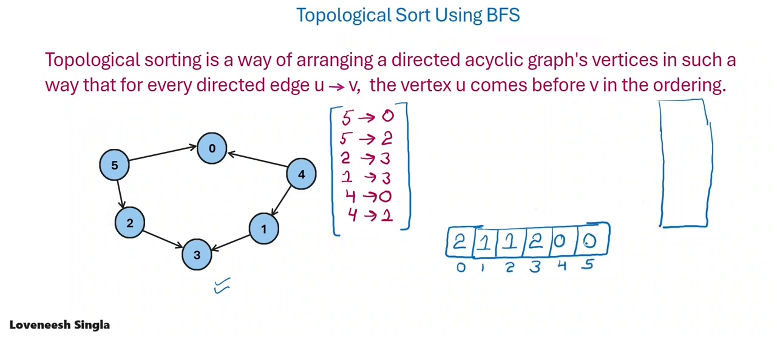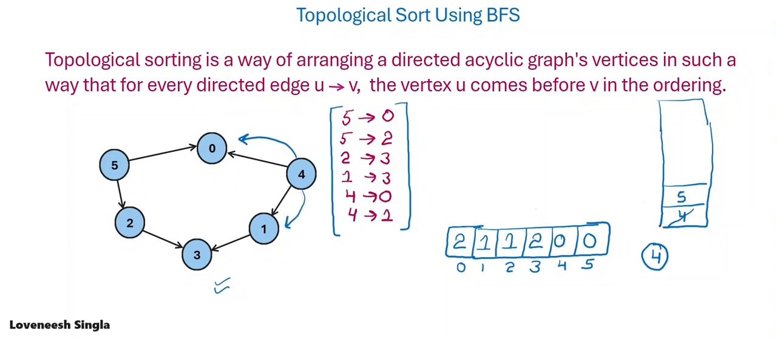Now we will look at this array, and from this array we will put all the nodes which have indegree 0 in this queue. Currently 4 and 5 have indegree 0, so we will insert 4 and 5 in this queue. Now we will get 4 from this queue because first we inserted 4. From 4 we will look at its neighbors. From 4 we can move to 0 and 1. First, let's move to 1.